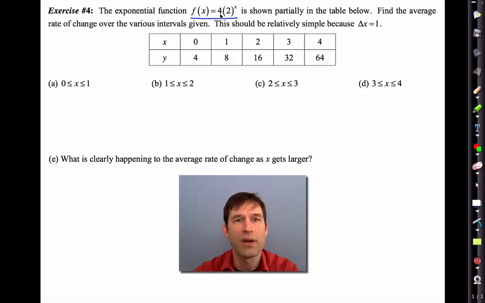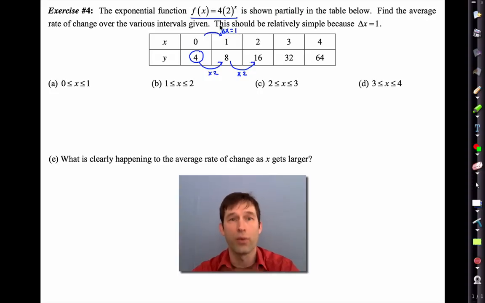All right, so 4 is our initial amount, and you can see that right here. And we're doubling each time, right? So we're going from 4 to 8, right? We're going from 8 to 16, etc. So for every delta x of 1, we're doubling what we started with, which was the 4. So covered ground in the last couple of exercises, I know, but why not?